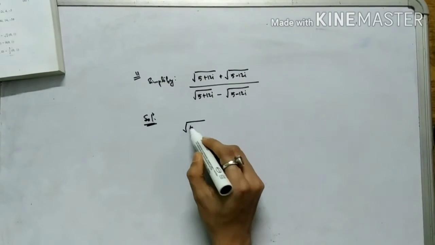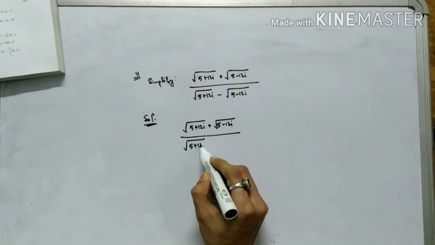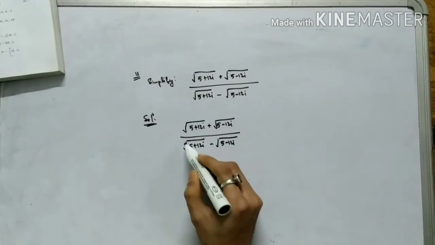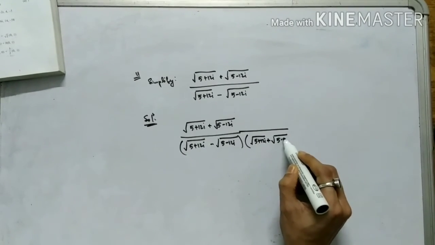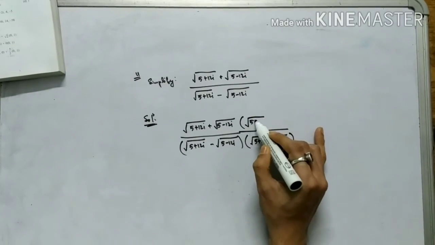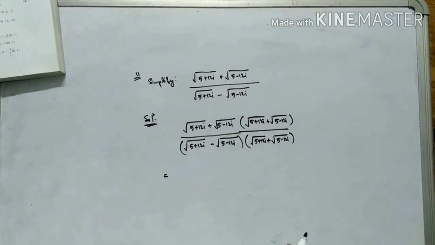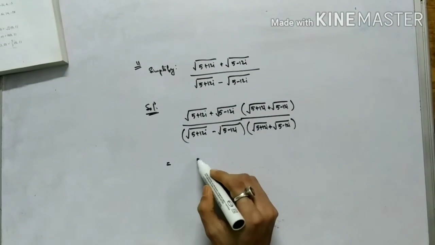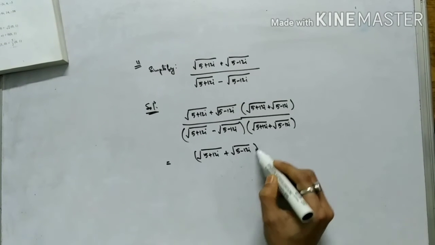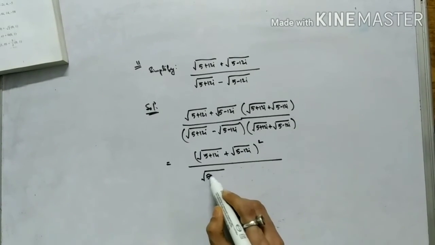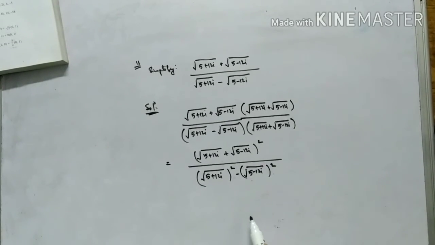Solution. This is (√(5+12i) + √(5−12i)) / (√(5+12i) − √(5−12i)). Both sides I will do rationalization, multiplying by (√(5+12i) + √(5−12i)) over (√(5+12i) + √(5−12i)). Okay, so this now becomes (√(5+12i) + √(5−12i)) the whole square by (√(5+12i)) the whole square minus (√(5−12i)) the whole square.